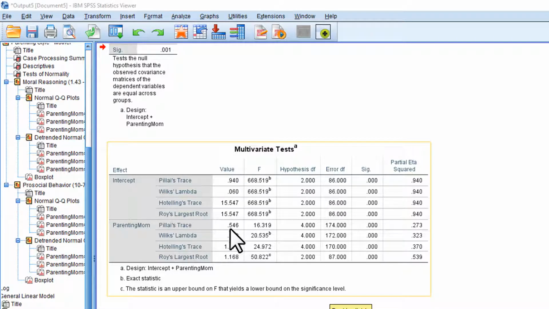The Pillai's trace value is 0.546, and this is our F statistic. And our degrees of freedom, this is the between subject degrees of freedom, and this is our DF for our residual, or the numerator, or the within subject or within groups degree of freedom. And then this is our P value, which is lower than our alpha 0.05, and we have our effect size at 0.273.